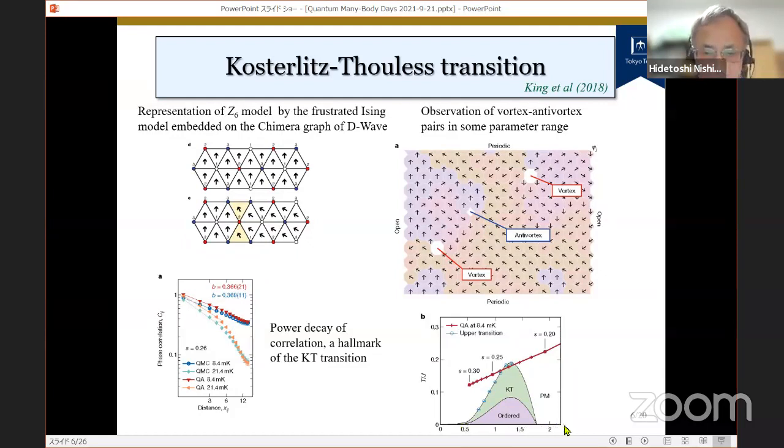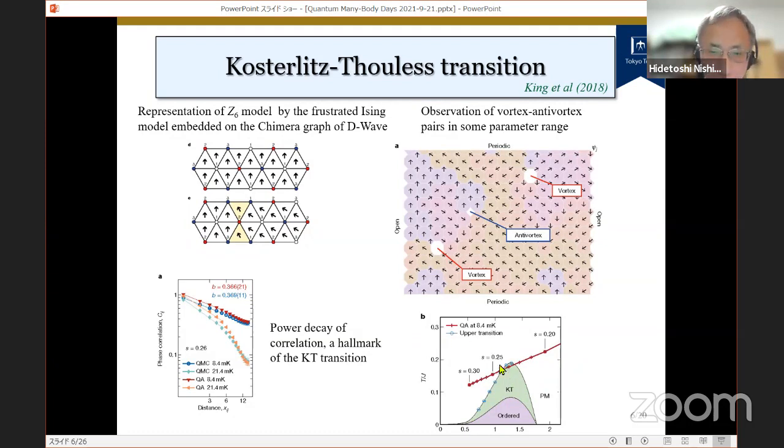This axis represents quantum fluctuation, and this axis represents thermal fluctuation. And they tuned the parameters such that the real superconducting qubit system traces part of the Kosterlitz-Thouless phase. And the result of the correlation function is described here. This is a log-log plot of the correlation function as a function of the distance between two positions. So these straight lines represent a power-law decay.